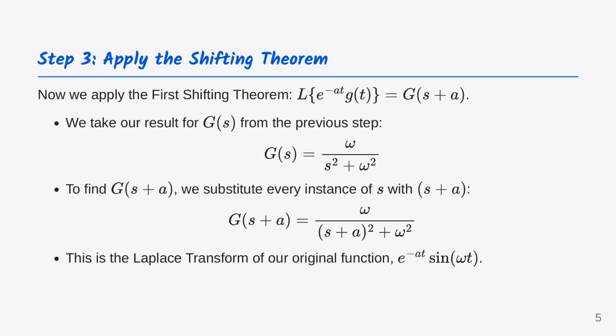Now for the final step, we just have to apply the shifting theorem. Remember, the theorem states that the Laplace transform of e to the minus at times g of t is equal to G of s plus a. We already have our result for G of s from the last step, which was omega over s squared plus omega squared. To find G of s plus a, all we do is substitute every s in that expression with the quantity s plus a. When we do that, we get G of s plus a equals omega divided by the quantity s plus a squared plus omega squared. And that's it. This is the Laplace transform of our original function e to the minus at times the sine of omega t.